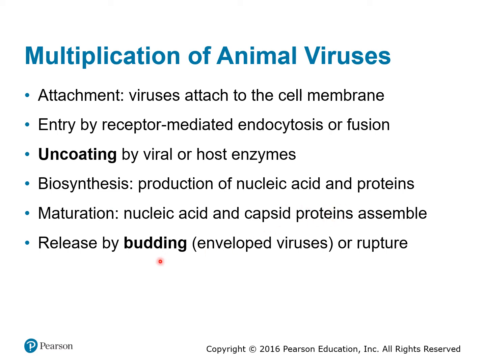Now, the way it gets released out of the host is also a bit different. It could go through something known as budding, and that's specifically for viruses that have an envelope. The viruses that have an envelope will bud out of the host, and they take a piece of the host, a part of the plasma membrane of the host, and that's going to become the envelope for the virus. Or it could rupture out. So we will take a look at all of these steps.